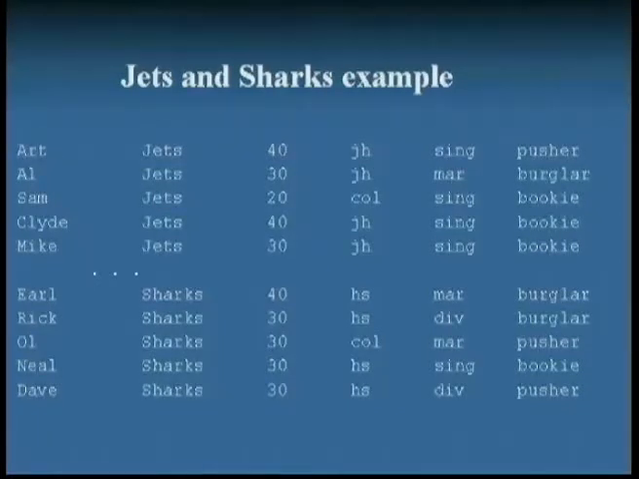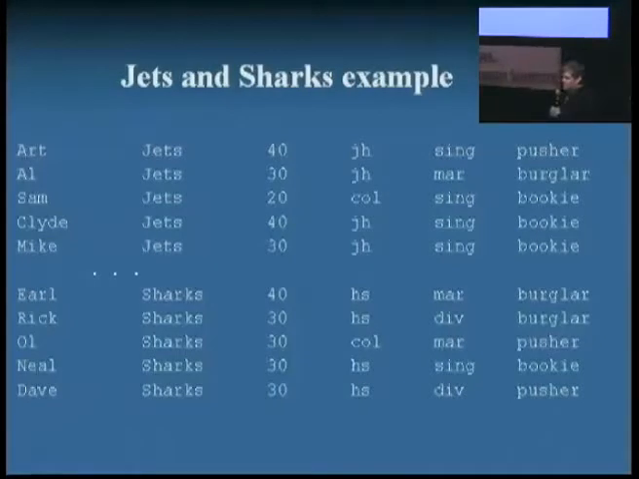We know which gang they're in, either they're Jet or a Shark. We know approximate age group: 20 years old, 30 years old, 40 years old. Level of education: junior high, college, high school. I believe this was marital status, single, married. These are not my abbreviations. These are the ones used in the real example. And their avocation: pusher, burglar, bookie.